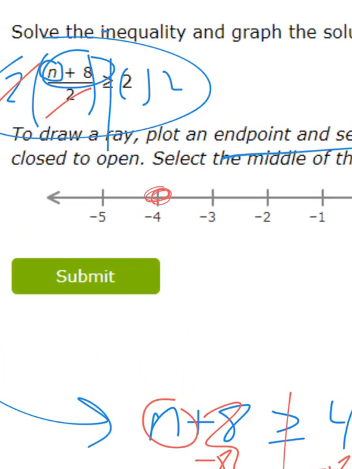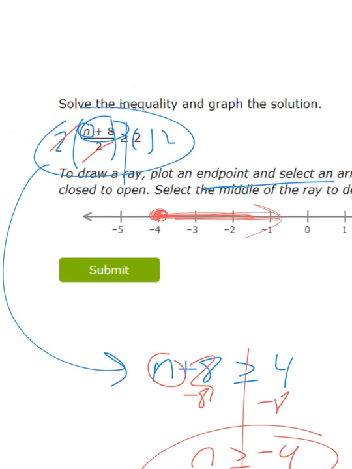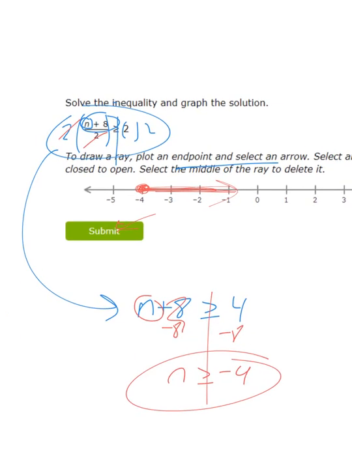So that'd be a closed circle on -4, and you would be shading to the right. On IXL, you probably just click on the -4. It'll give you options to select the closed circle, so make sure you select that. Then you'll select the arrow to the right, and then you'll click submit. And that will give you the answer. Okay? But I'm just going to go through a few here on the whiteboard for this video for you.